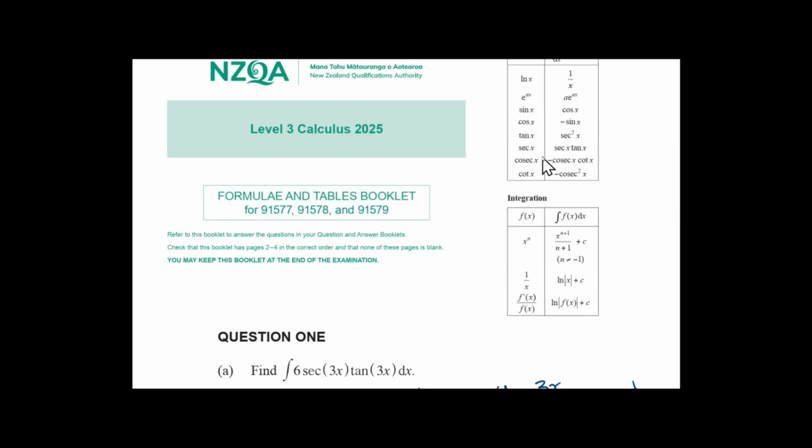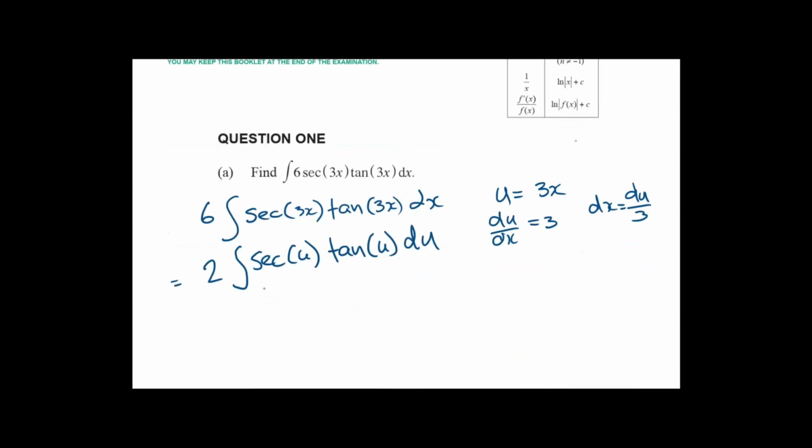Now this is already up here. Then we differentiate as we get this. So integrate this the other way, we get secant. So it's going to be 2 secant of u, and u is 3x. So 2 secant 3x, and don't forget the c.